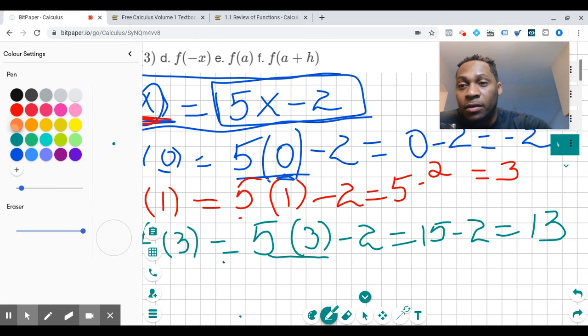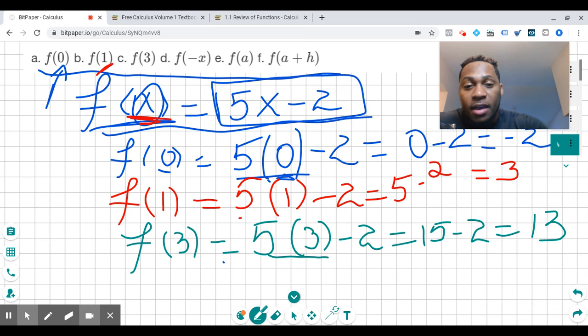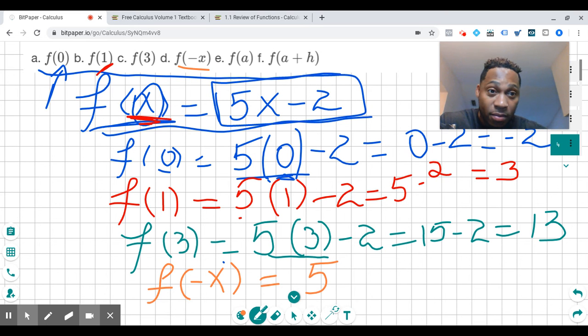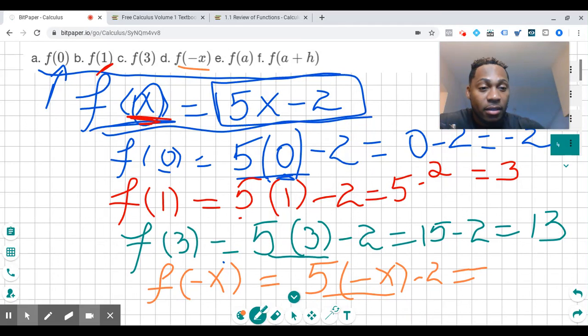Let's use a different color, orange this time. What is f of negative x? In place of x, we're going to replace that by negative x. 5 times, instead of x, we're going to have negative x, minus 2. What is 5 times negative x? That's negative 5x. Negative 5x minus 2. We already had minus 2 here. So that's f of negative x.